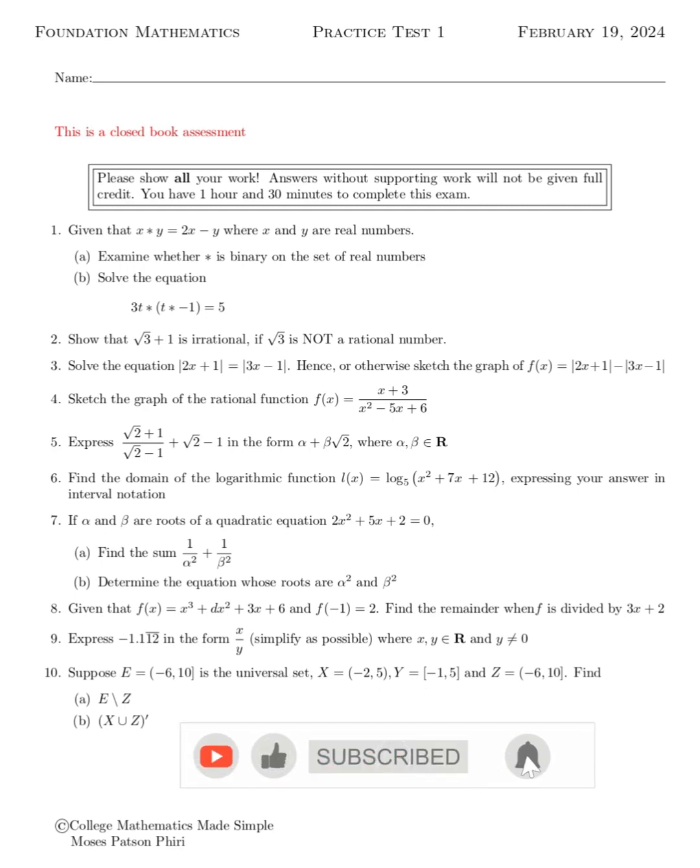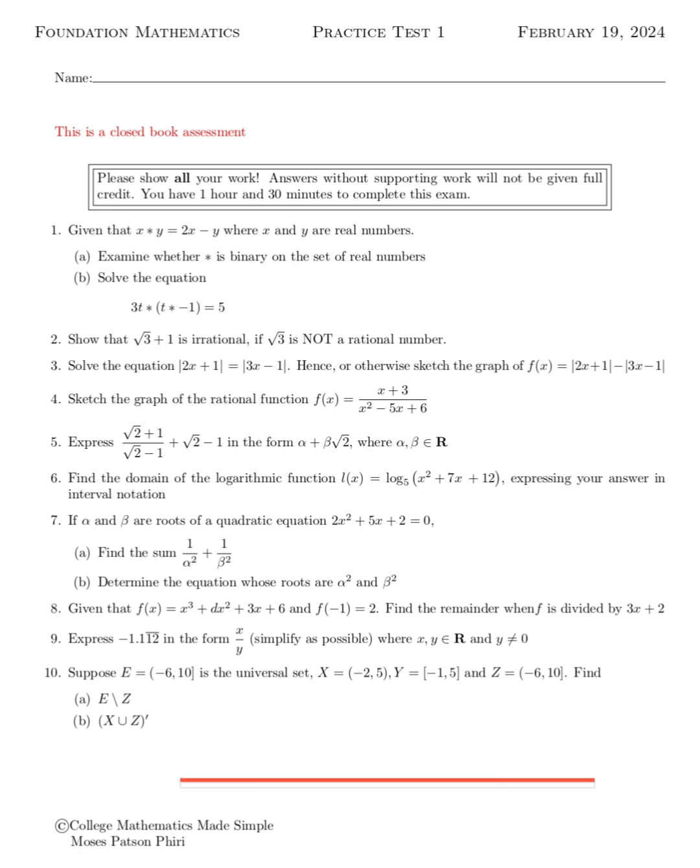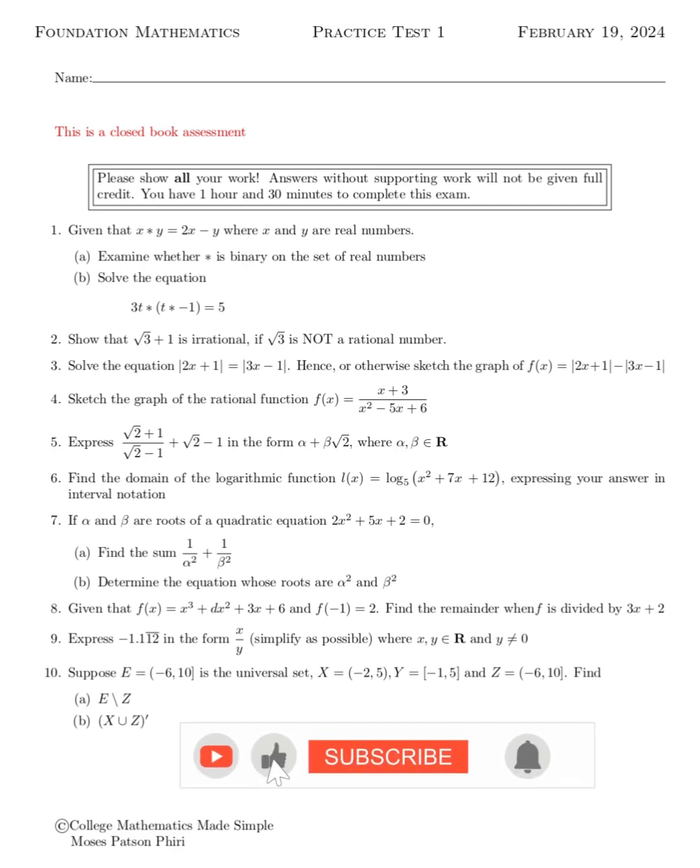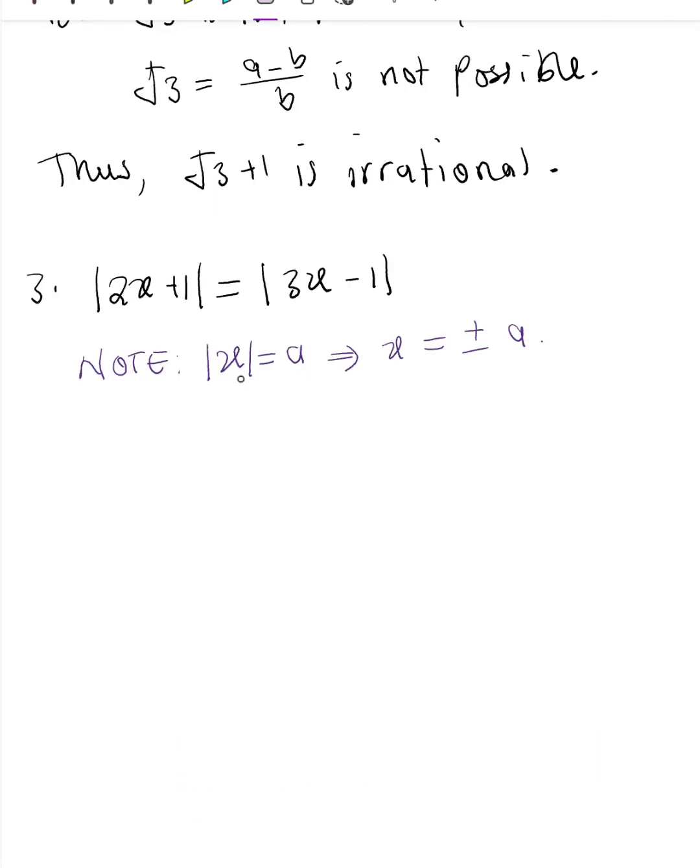So the first one, we want to solve for x when the absolute value of 2x plus 1 is equal to the absolute value of 3x minus 1. But note here that the absolute value of x is equal to a implies x is either positive a or negative a. So we are going to apply that. So this is just 2x plus 1 is equal to plus or minus (3x minus 1).